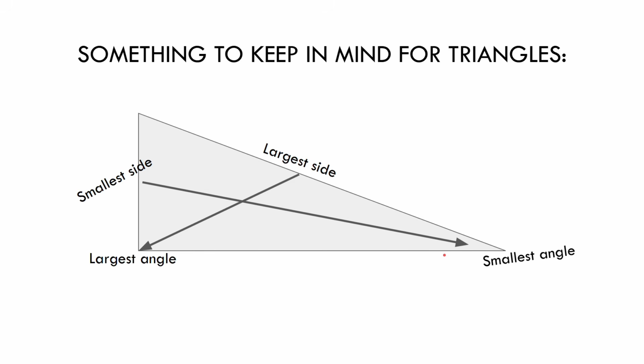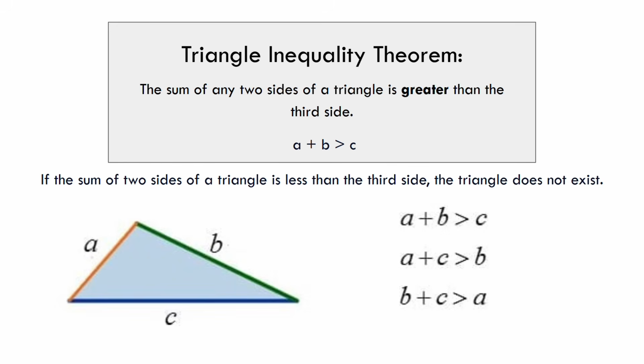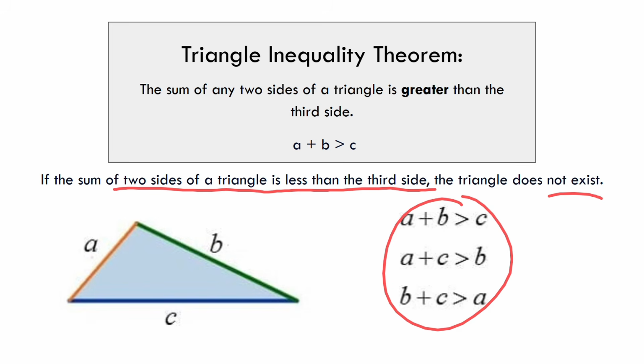And something to keep in mind for triangles is that the smallest side will always be opposite to the smallest angle, and the largest side will be opposite to the largest angle. The triangle inequality theorem basically says that the sum of any two sides of a triangle is greater than the third side. So if the sum of two sides of a triangle is less than the third side, the triangle does not exist. So here are just the different ways the inequalities can work.